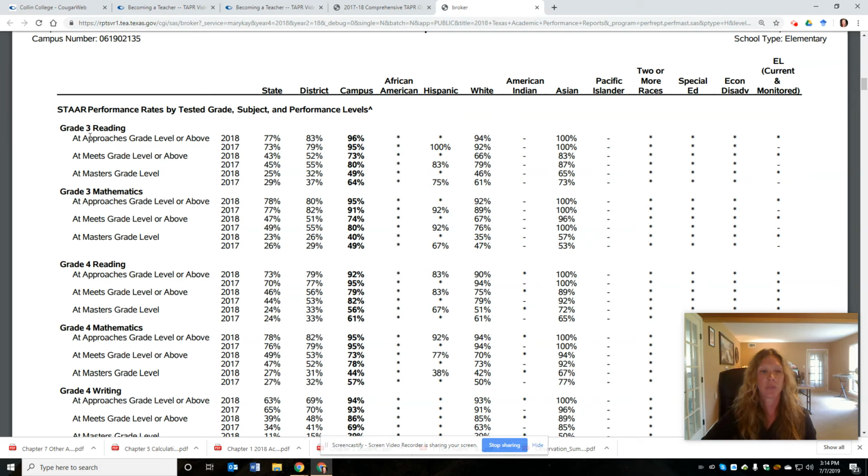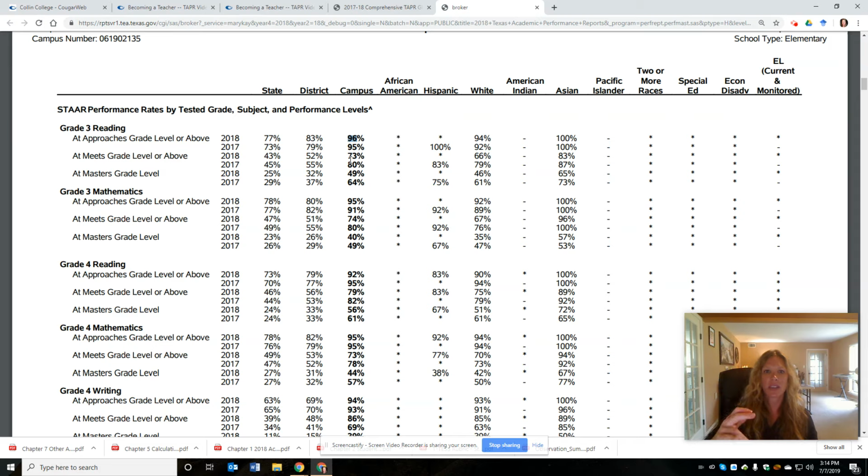Okay, so to pass, technically, the STAAR test, you have to get approaches grade level or above, which is kind of funny to me, because when I first looked at that, I thought, approaches grade level, that doesn't mean passing. You're not there. But according to the state of Texas, it is. So how you interpret it is, we're going to follow this cohort of 2018 class. And 96% of those students who took the 3rd grade reading passed it at approaches grade level or above. Okay, so we see of that 96%, 73% met the grade level or above.